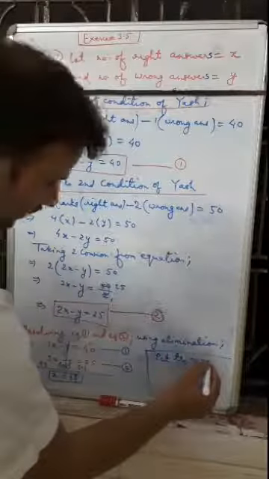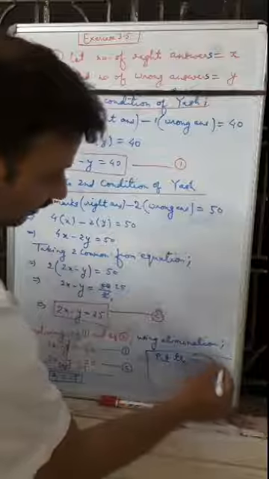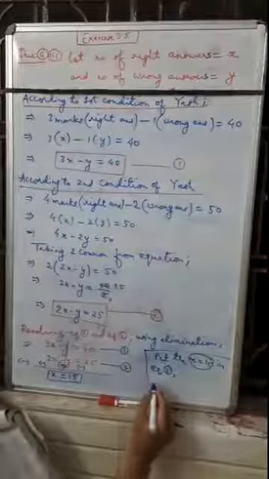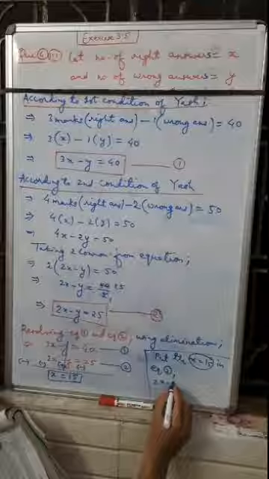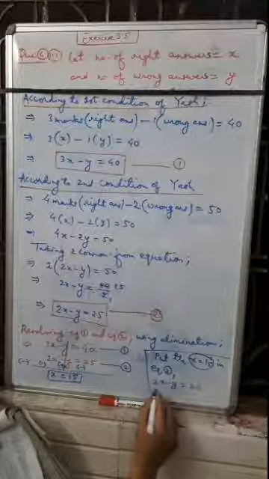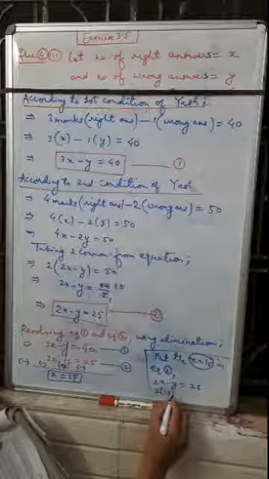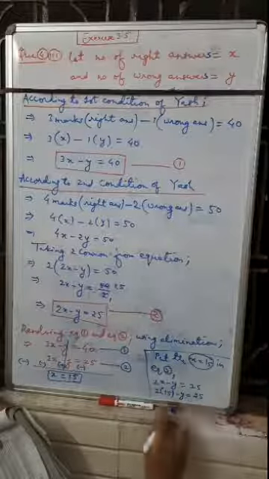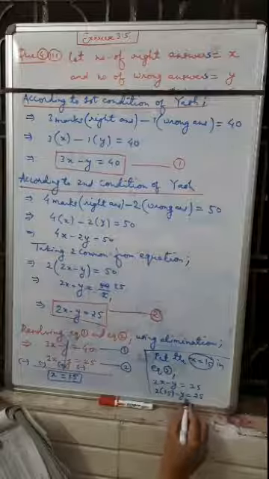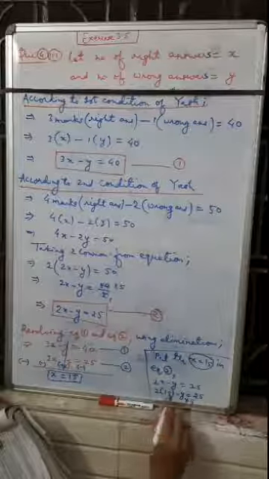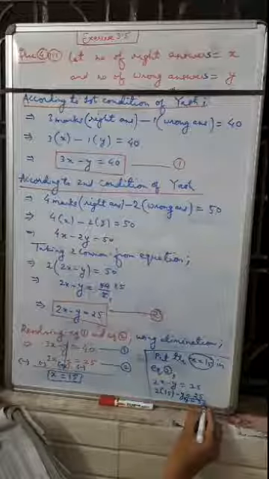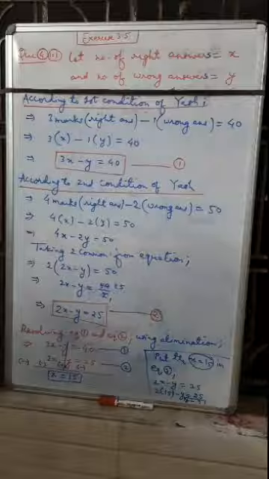So put x is equal to 15 in equation 2. So 2x minus y is equal to 25. That means 2 into 15 minus y is equal to 25. So 30 minus y is equal to 25, so y is equal to 30 minus 25. So y is equal to 5.